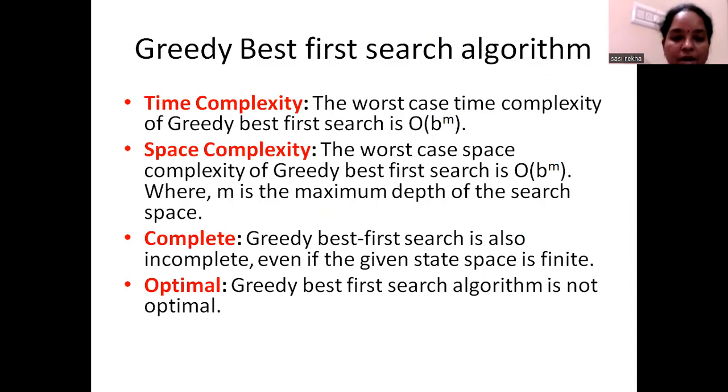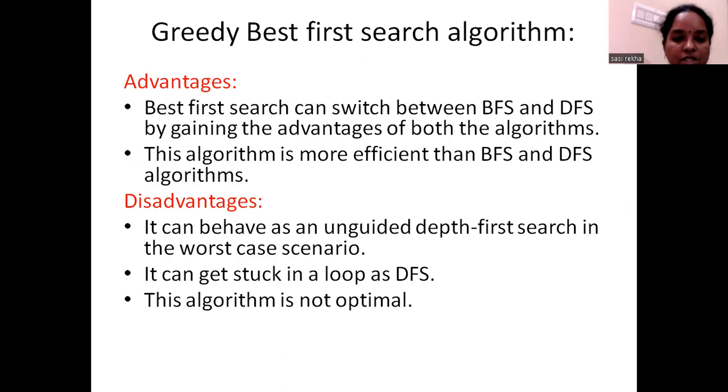Is it complete? No, it is not complete, because it is incomplete even if the given state space is finite, and it is not always optimal, as we already discussed, right? The advantage of greedy best first search is that it can switch between BFS and DFS, gaining the advantage of both algorithms. It is more efficient compared to BFS and DFS, because BFS and DFS do not have a heuristic value. They are uninformed search algorithms with no formula to calculate, so they follow a blind search. Comparatively, the greedy best first search algorithm is good.